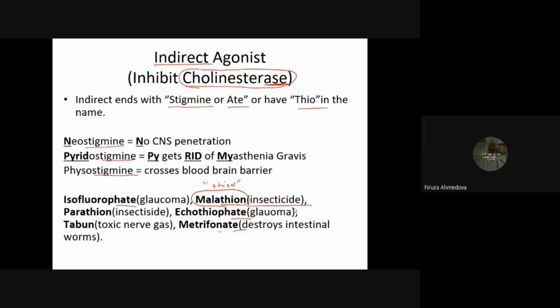Yes. All right. Awesome. Perfect. Any questions? Sounds good. So why would we use an insecticide? Well, they use it to keep the insects off the plants. But not for somebody that needs a cholinergic. No, they don't do it like that.